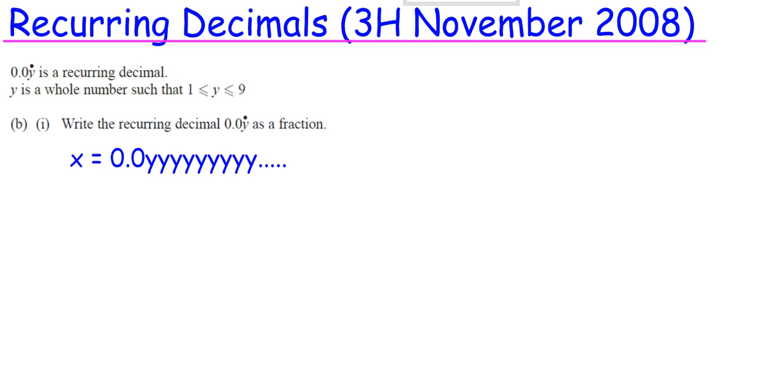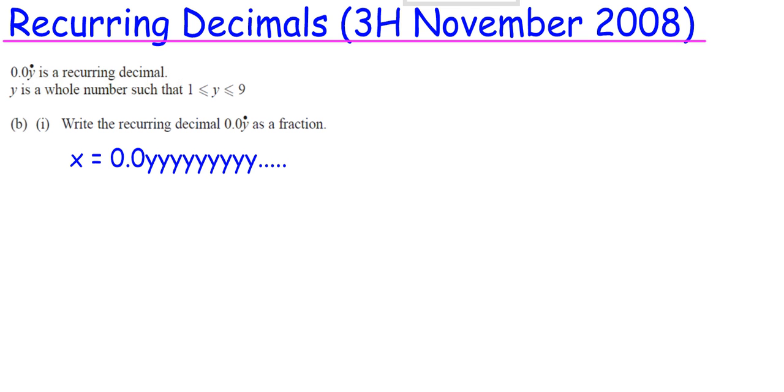So, 0.0y recurring is a recurring decimal, where y is a whole number such that y is between 1 and 9. So this is like saying, let's have something like 0.01 recurring or 0.04 recurring as a decimal and see what the rule would be. And we can just call it y because we're going to look at the general rule.